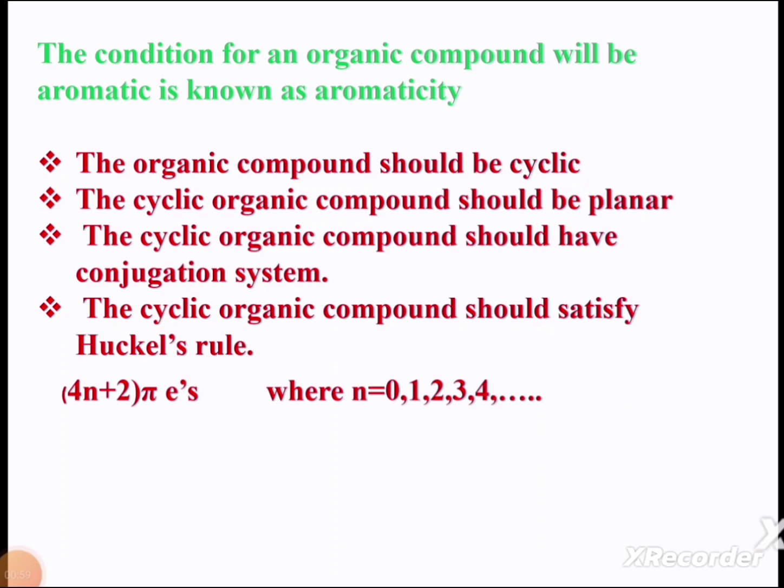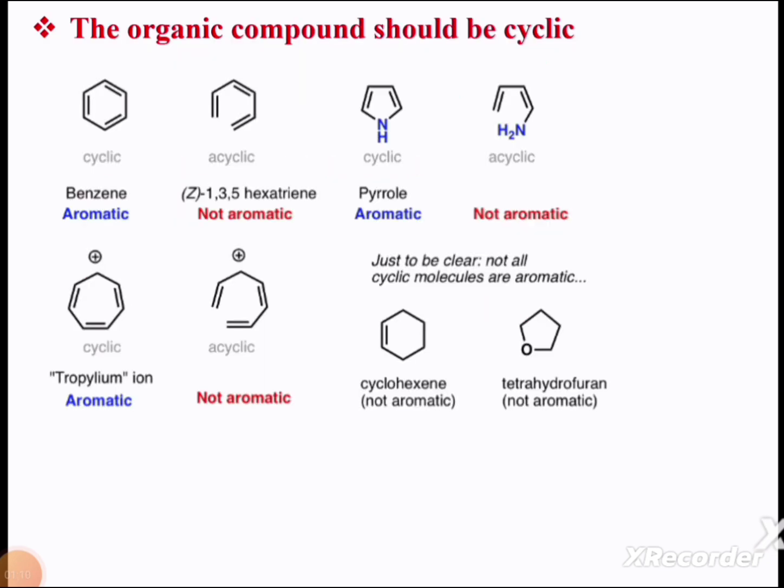An aromatic compound should satisfy all four conditions. If any one fails, then it will not be considered an aromatic compound. So, these are some cyclic organic compounds. Cyclic organic compound means it will start with one carbon and end with the same carbon. These are some organic compounds which are cyclic and can be aromatic. You can't say all cyclic compounds are aromatic. To be aromatic, it should satisfy the other three conditions also.